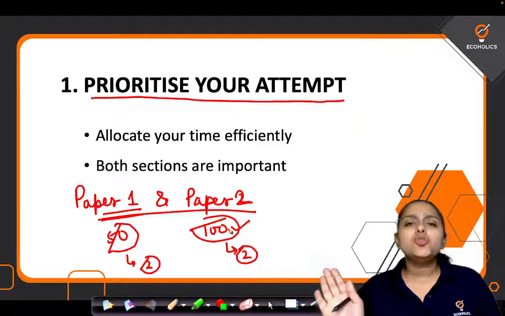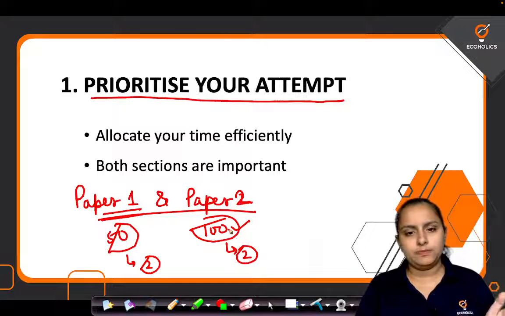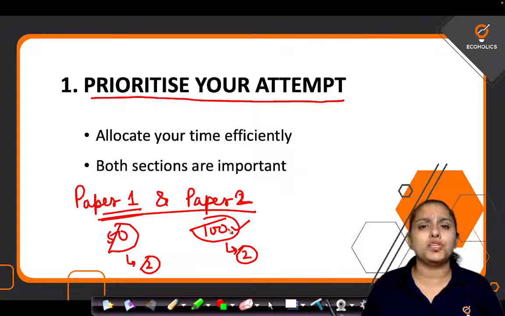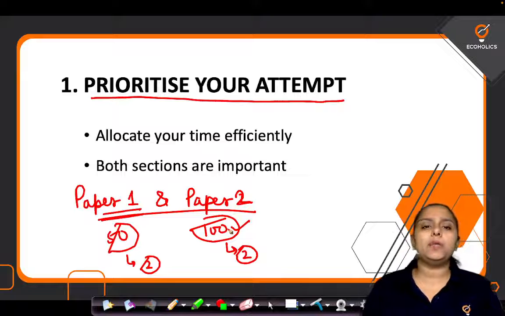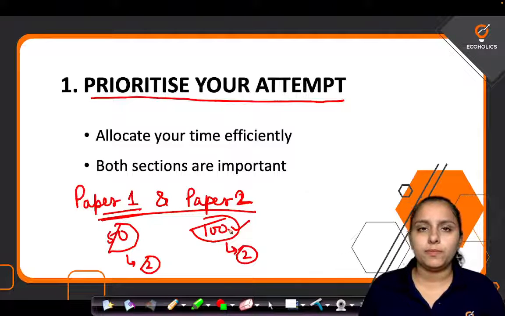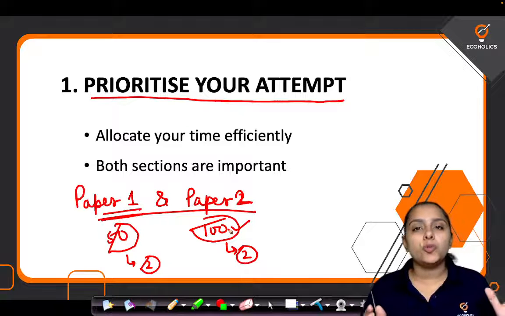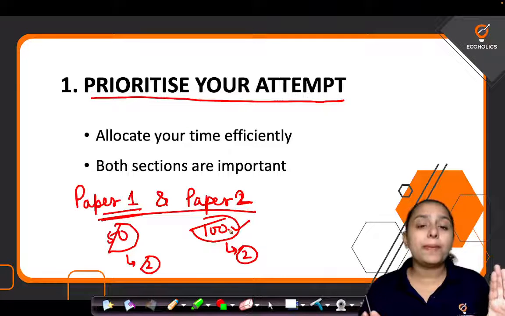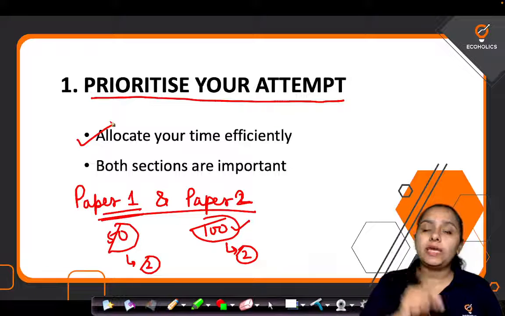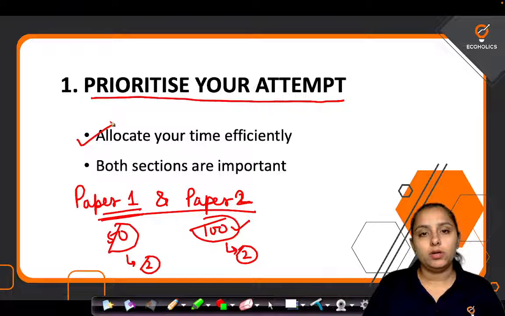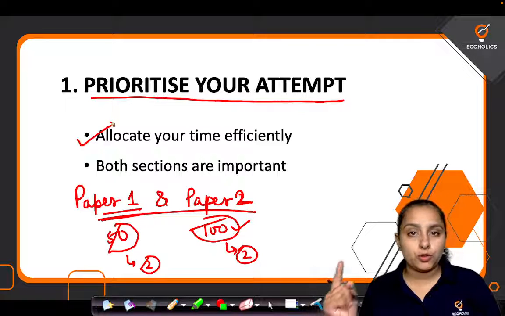There is no restriction in the paper that you will have to first attempt paper 1 only, and then only after the completion you can go to paper 2. No. You can definitely attempt paper 2 first and then come to paper 1. Now, in the 3 hours, 1 hour should be kept for paper 1 and 2 hours should be kept for paper 2. So allocating your time efficiently is very important.